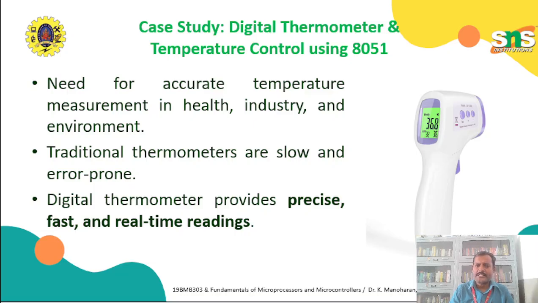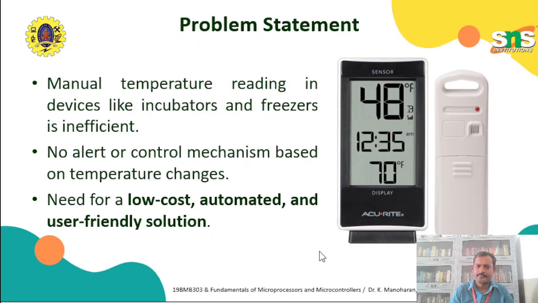The traditional thermometers are very slow. Again, they have some errors. So we need to eliminate this. So a digital thermometer will be high precision and faster, and it gives real-time readings. So that's why we go for digital thermometers. Look at the sample image of a digital thermometer.